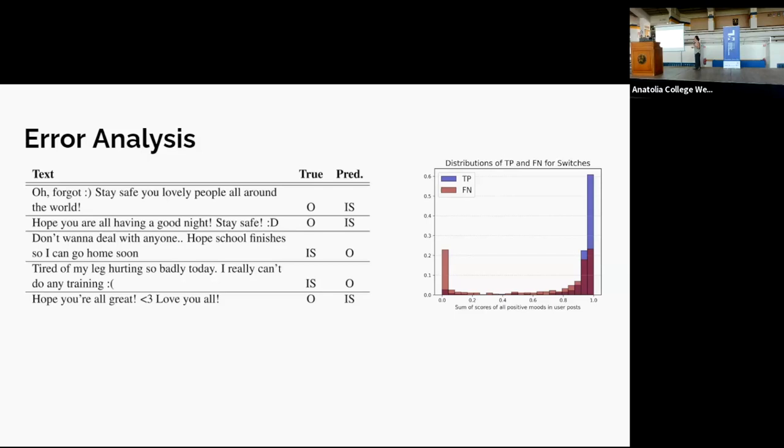And so if someone seems happy, "so stay safe, you lovely people all around," this is predicted as a switch because it has a negative baseline for this population. And indeed, this one is kind of negative. This was a person who was happy before and is becoming negative, and the system thinks, oh well, this is our baseline negativity here, and doesn't actually predict it as a switch.